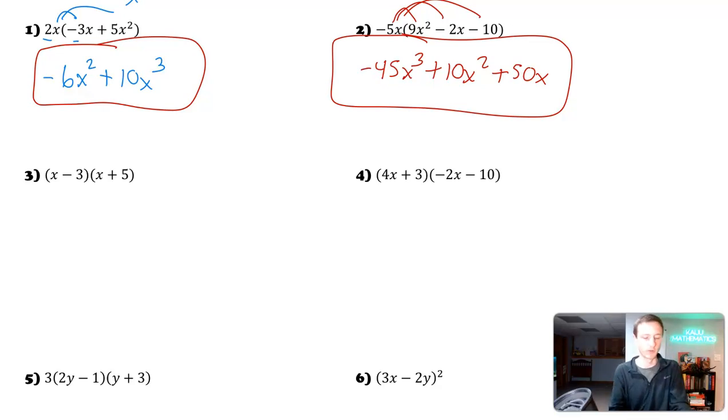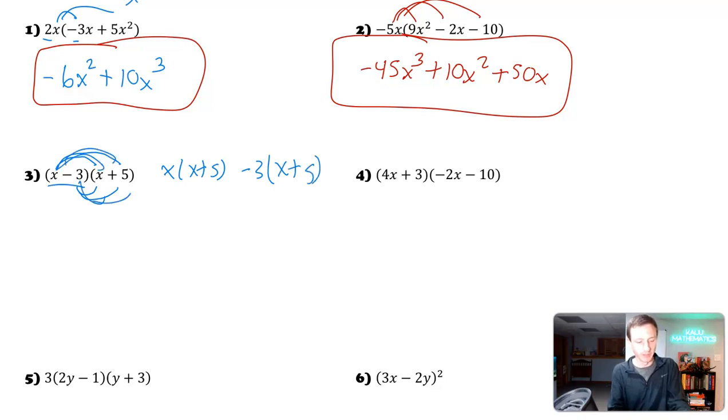I have two methods of showing this. I like to do the distributive property twice. So I like to think of it as x times x and x times 5. So I'm distributing the x to this, and then I'm also distributing negative 3 times x and negative 3 times 5. So I'm just thinking of it as x times x plus 5, and then negative 3 times x plus 5. I'm taking this first term and distributing it to everything in here.